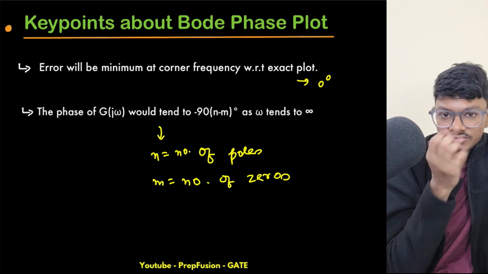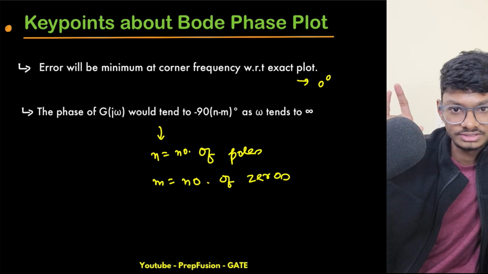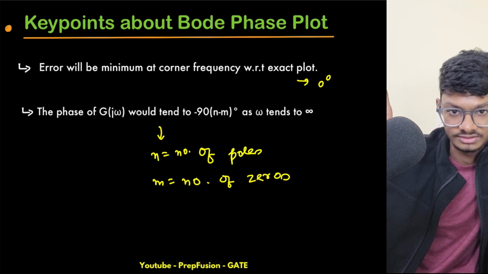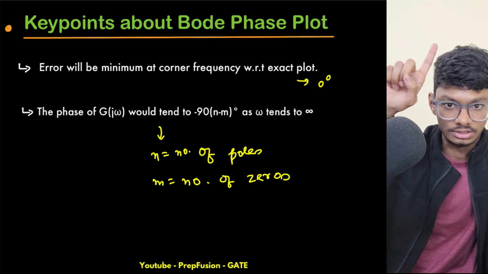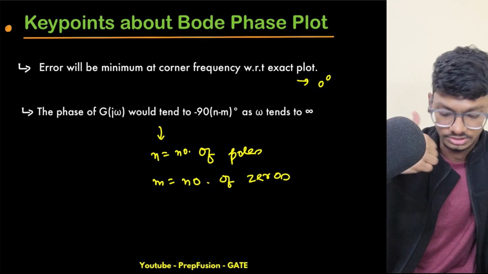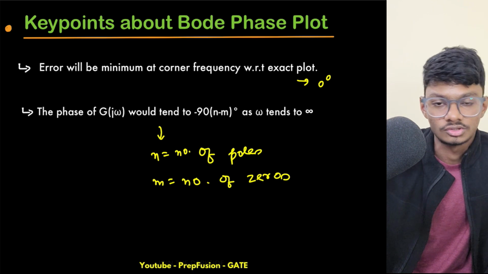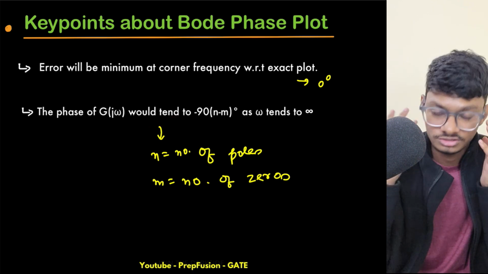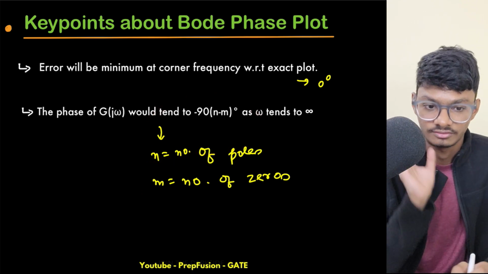Let's say I have 1 zero and 2 poles. At omega going to infinity, what will happen? The minus tan inverse terms in the denominator will give a total of minus 180 degrees, and the tan inverse in the numerator will give plus 90. Minus 180 plus 90 is minus 90. So minus 90 times (1 minus 2)... minus 90. We have done polar plots so many times, so this is a cakewalk for you guys. I don't think I have to explain it further.